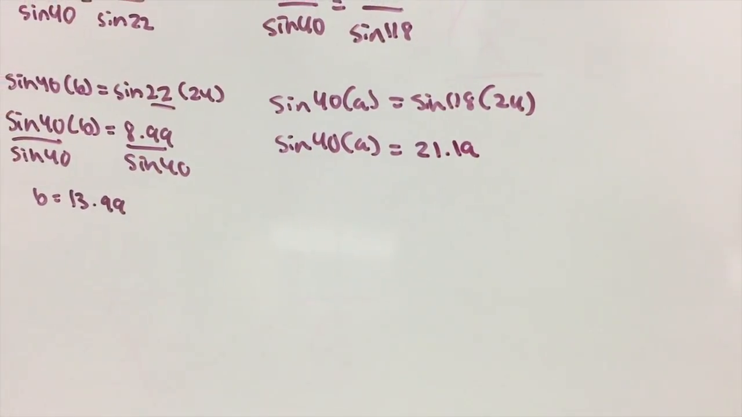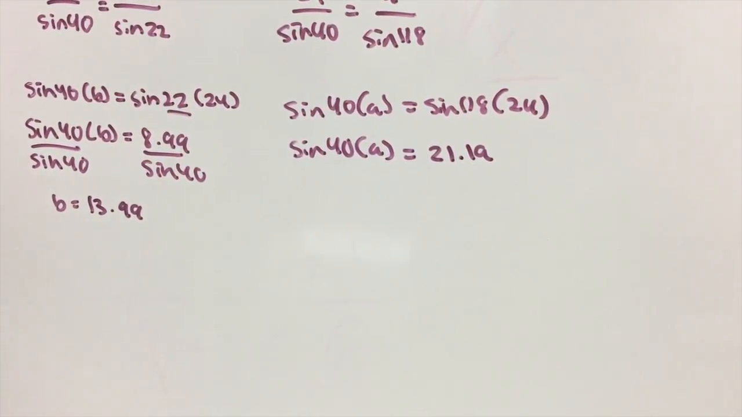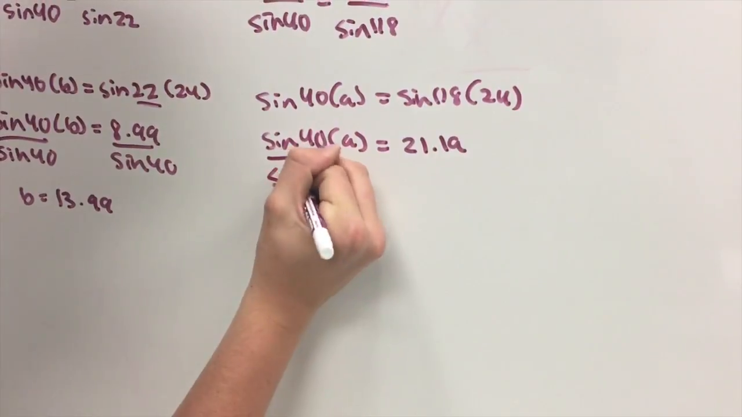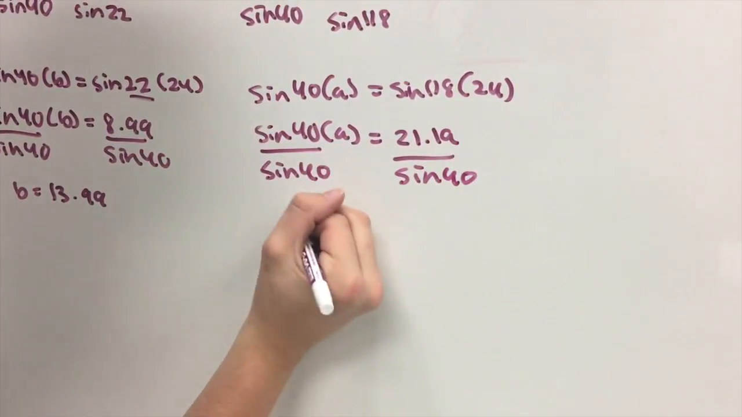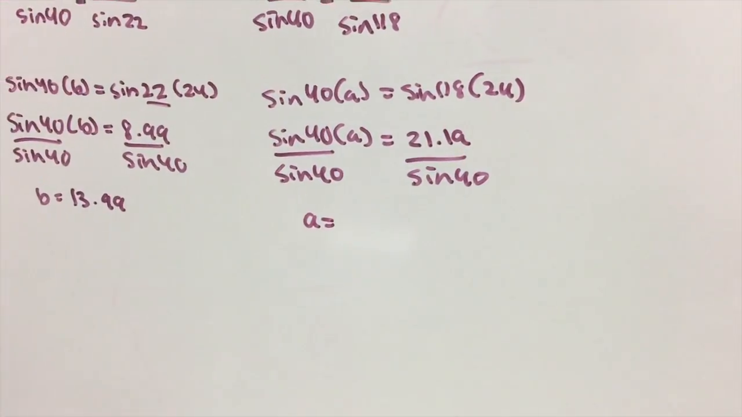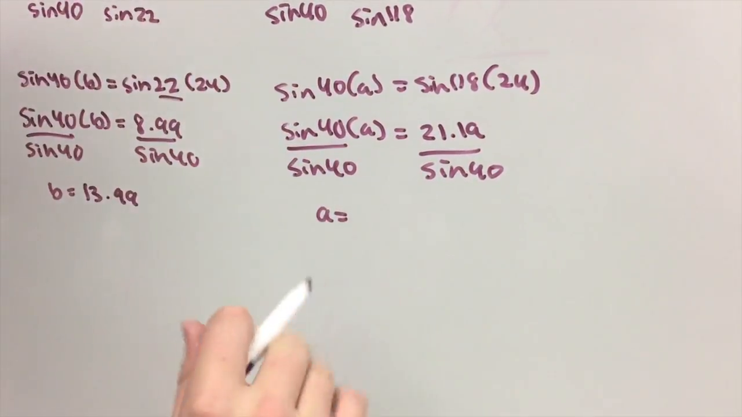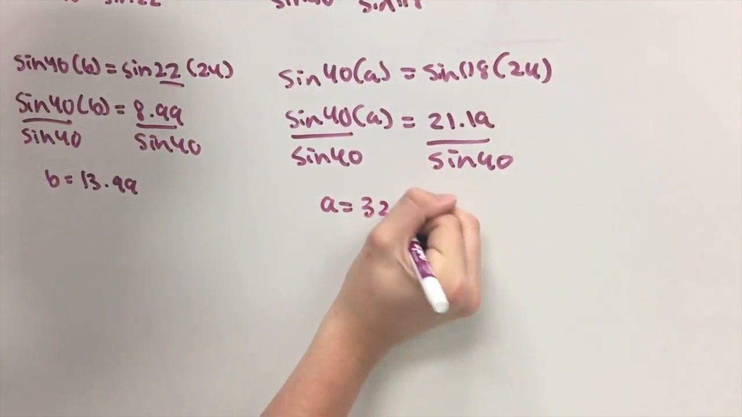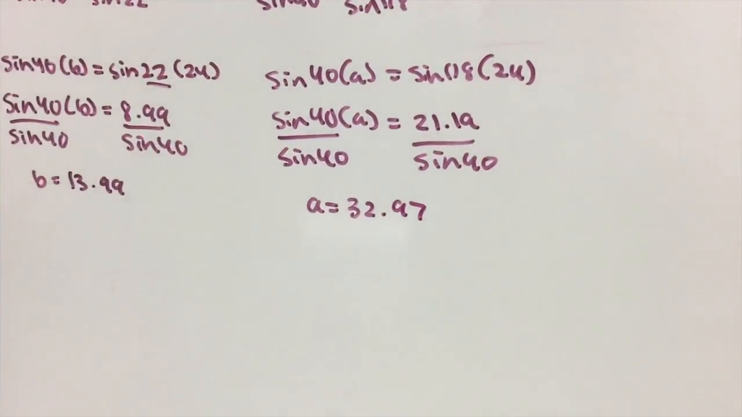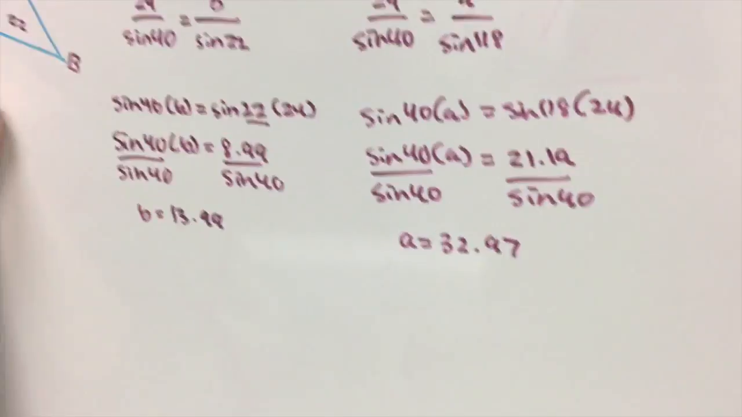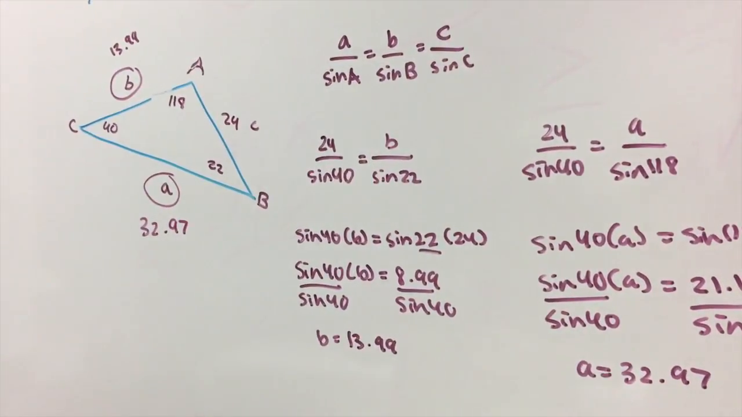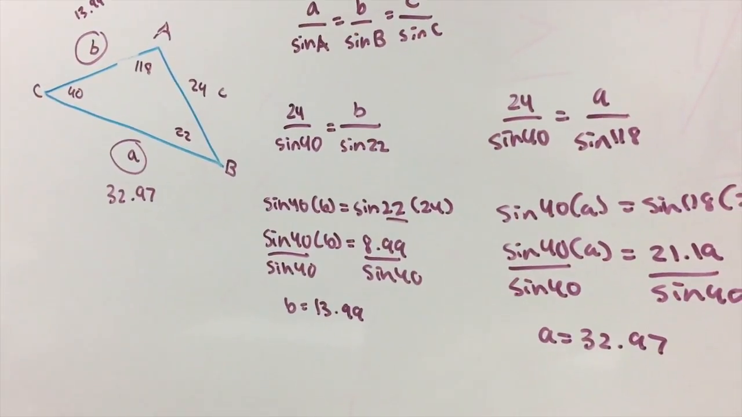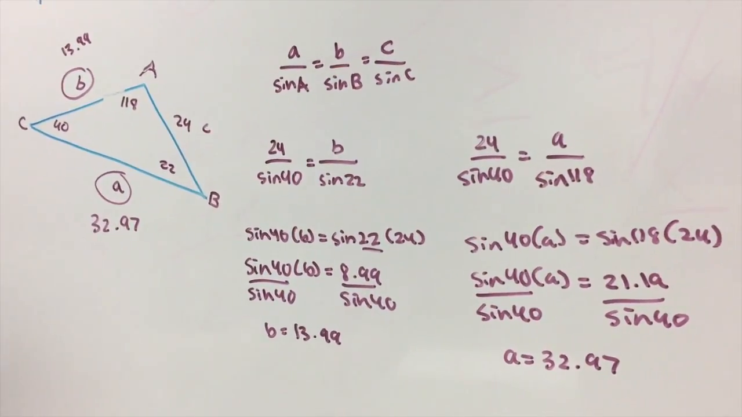You don't have to round that just yet, just leave it in your calculator. Then we'll divide by the sine of 40. So you divide by the sine of 40, and a will equal around 32.97. Then you'll put that in for this side of the triangle, and that'll be your a. That's how you solve for the missing sides using the law of sines.